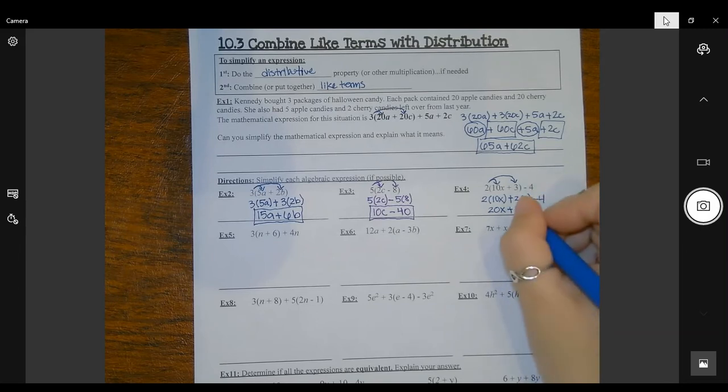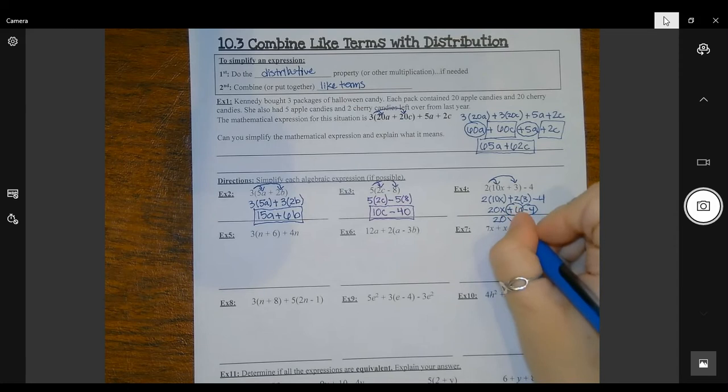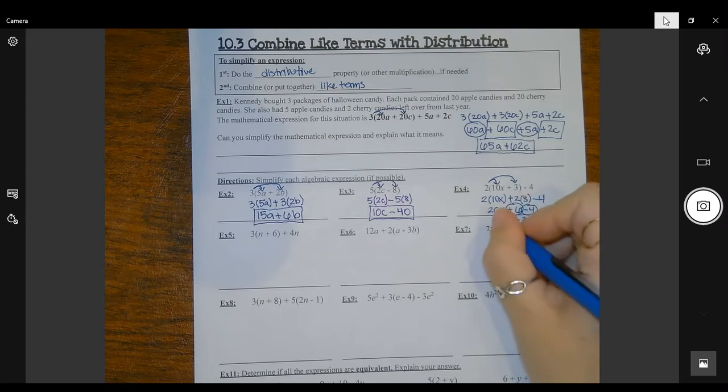Now, before I just box my answer, hey, look, these are like terms. They're both constants. So you have 20x plus 6 minus 4 is 2. And again, don't forget to circle or star or highlight or box, whatever your method, the sign in front of your term. So then you remember it's not 6 plus 4, it's 6 minus 4. And that's how we got that plus 2 there.